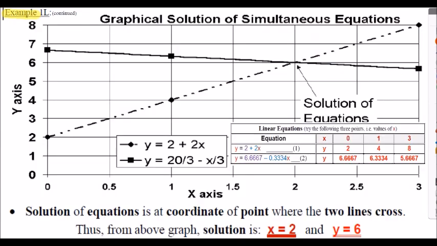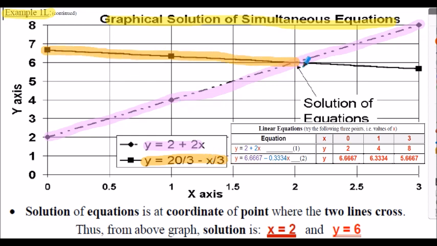Example 1L continued. Here's the graphical solution of the simultaneous equations. Here's the first equation given, y is equal to 2 plus 2x, drawn here. And here's the second equation, y is equal to 20 divided by 3 minus x divided by 3 in fraction form, drawn here. And we can see that our intercept occurs here.